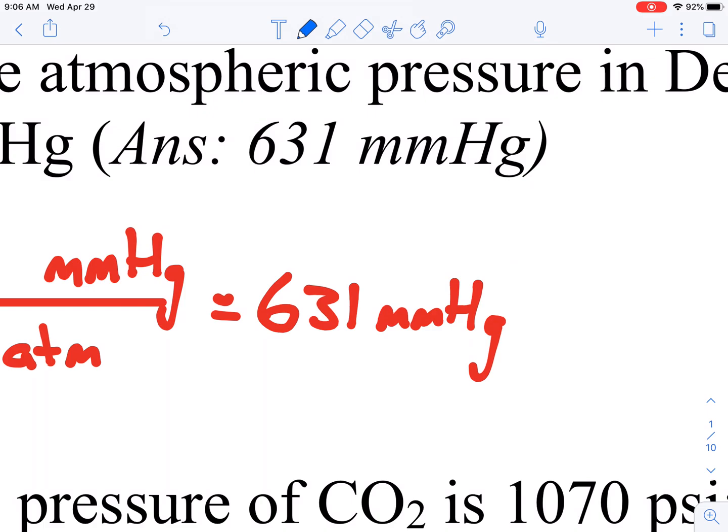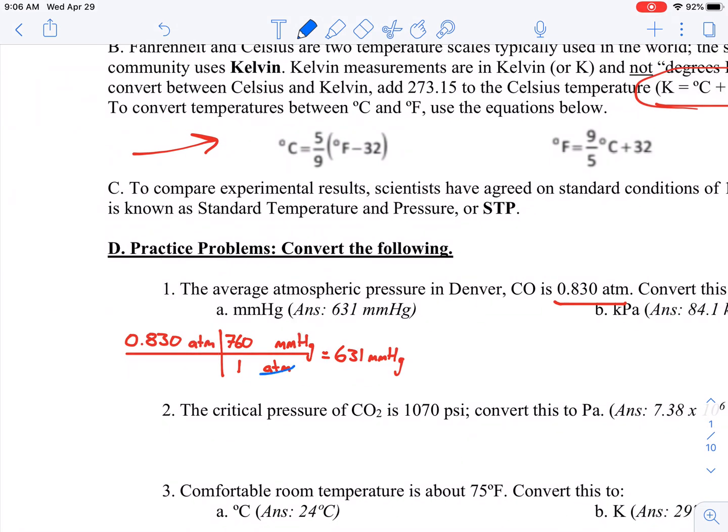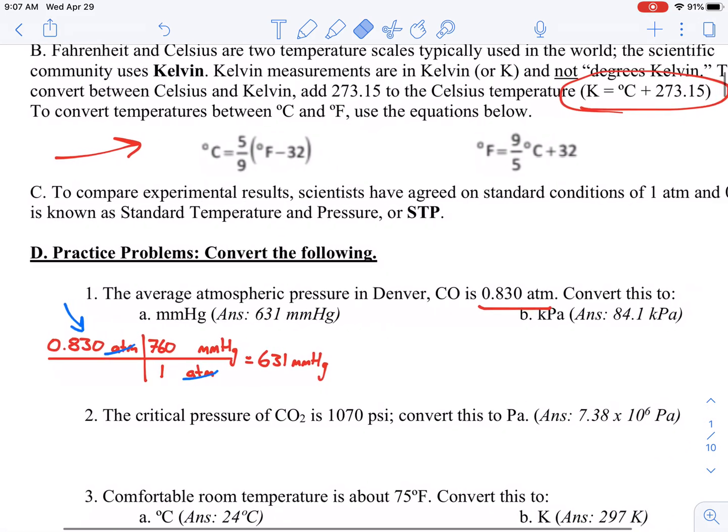You'll notice that ATMs cancel. You'll notice that we started with 3 sig figs, 0.830, so we ended with 3 sig figs. You'll also notice that there's only 2 sig figs over 1 sig fig here. That doesn't matter because it's a defined conversion factor, right? So definitions don't count for significant figures. Let's take that pressure and convert it into kPa.